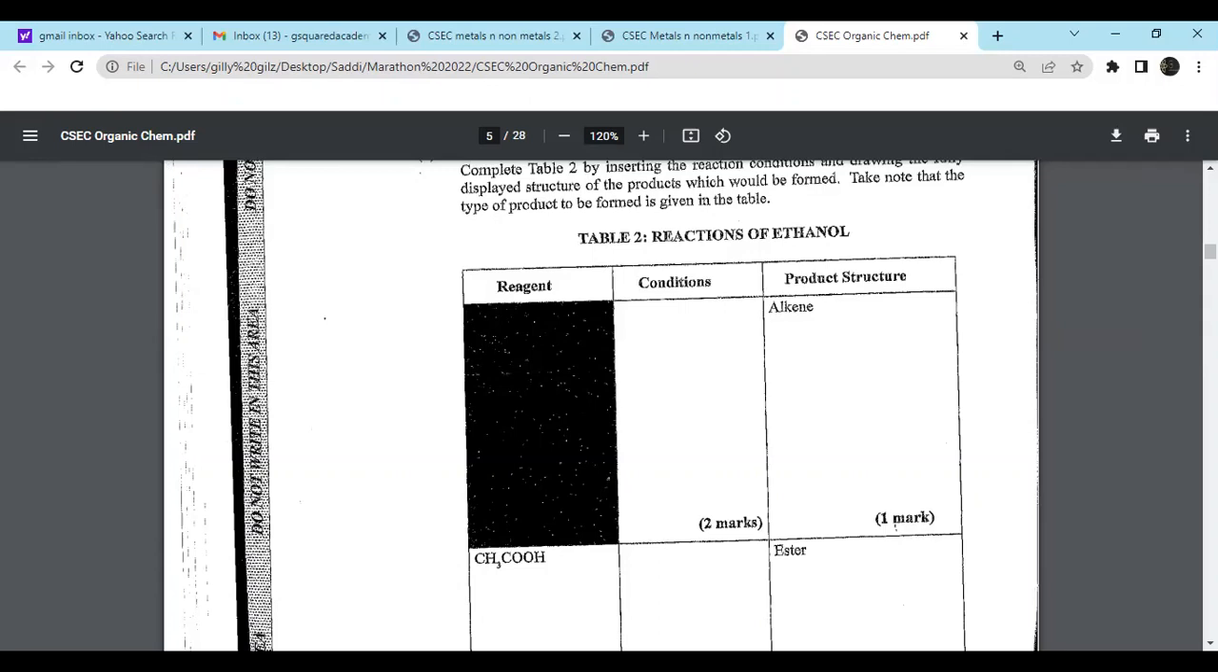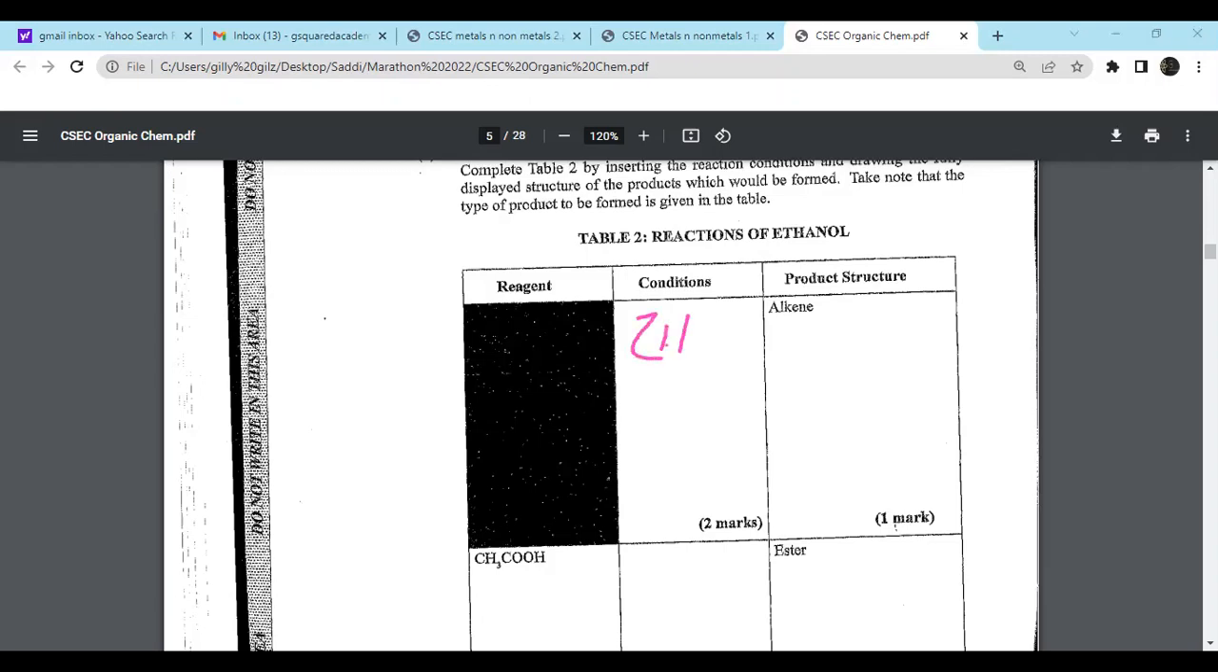Phosphoric acid. Well, it's a dehydration reaction. Sorry, it's a dehydration reaction. So therefore, you're going to need not phosphoric acid, but sulfuric acid, right? Sorry, give me a second. You're going to need sulfuric acid and 170 degrees Celsius.